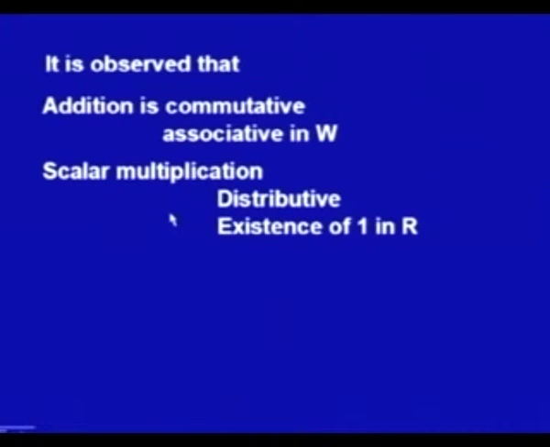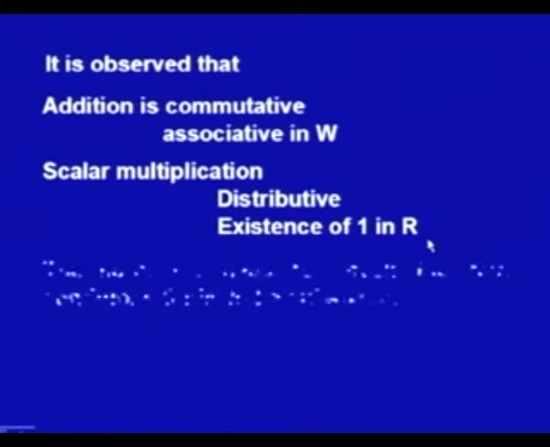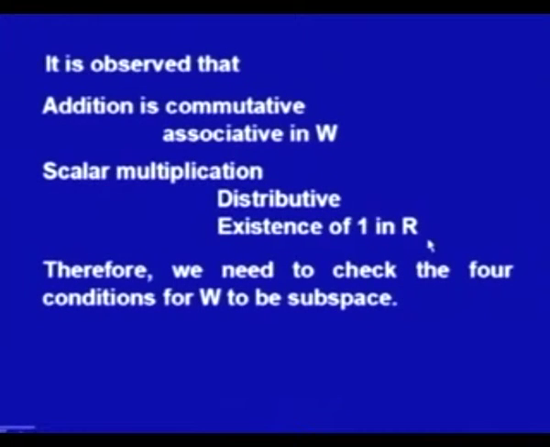The next thing is scalar multiplication. Again the same logic is applied: it is distributive in V, so it has to be distributive in W also, because W is a subset of V. The next thing is that existence of 1 in R is also implied. So, if you have to prove that W is a subspace of a given vector space V, then we need to check the following 4 conditions.